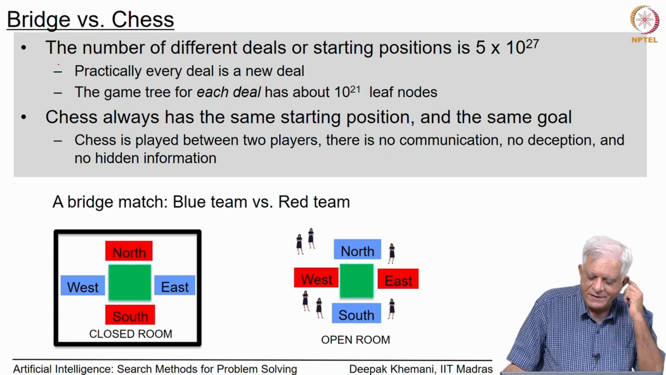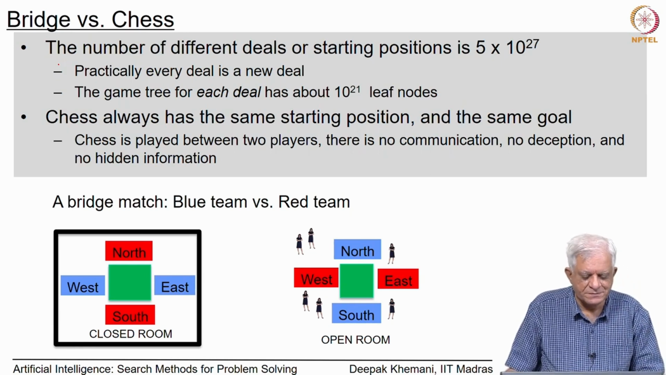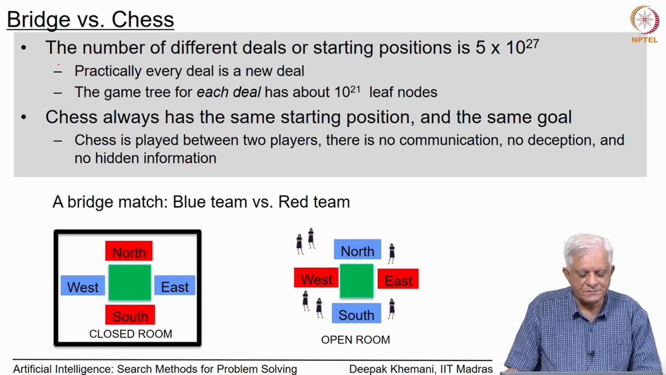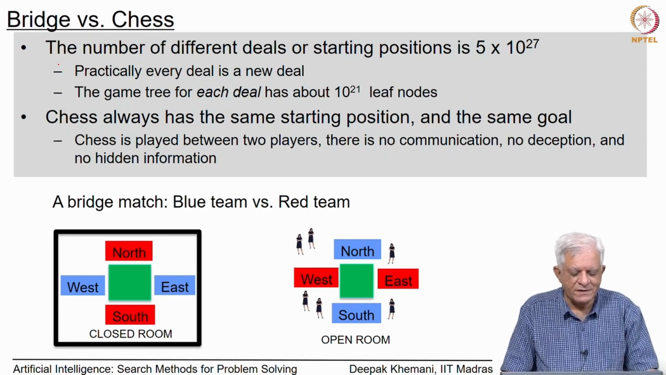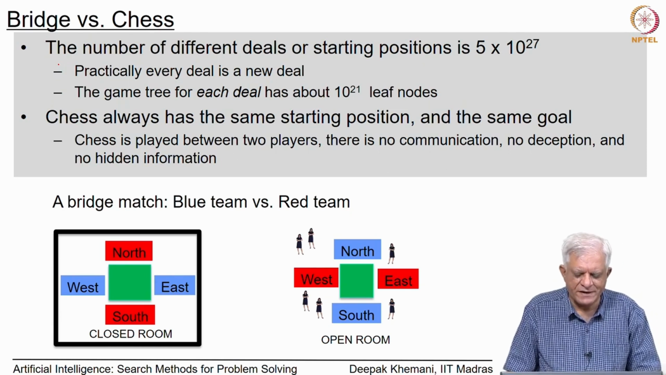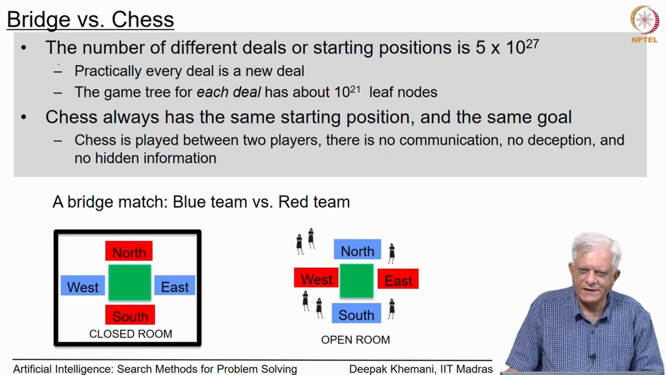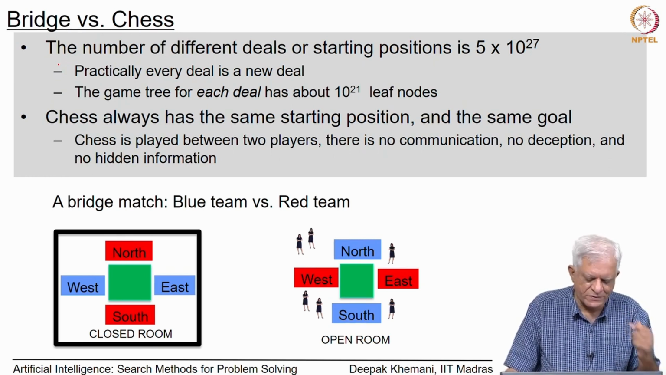Bridge, on the other hand, has 10^27 different starting positions possible, so that every deal is practically a new deal, and the goal is also set as part of the game to bid a contract and make it, and the contract can be different in every game, because the cards dealt out are different. And having given a deal, the game tree itself has a large number of nodes, which is about 10^21.